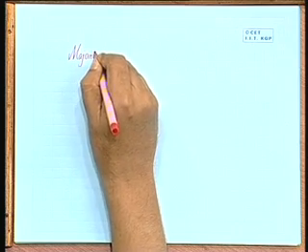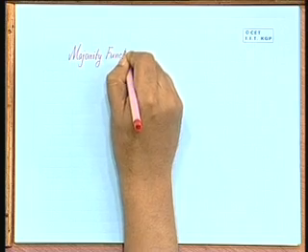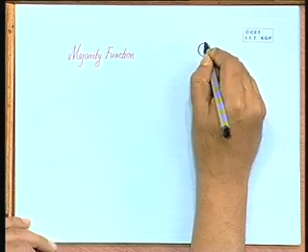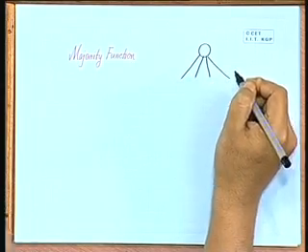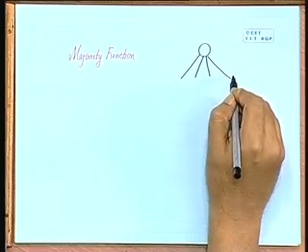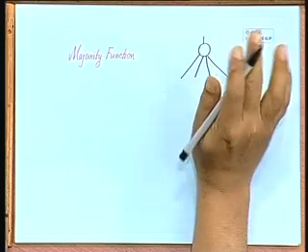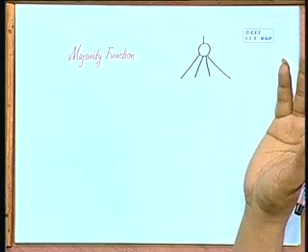what does the majority function give you? If you have k inputs, if you have a unit and you have k input lines, and if a majority of them are 1, then this output will be 1, otherwise this output will be 0. That is the majority function.